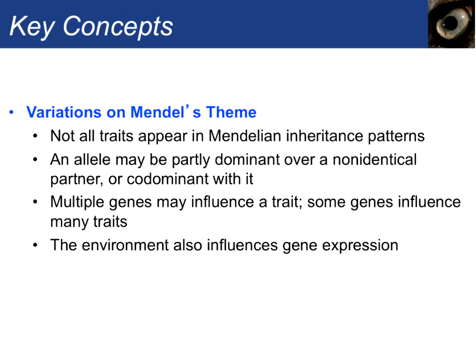As we saw in the last few slides, not all traits appear in Mendelian inheritance patterns. An allele can be partly dominant over a non-identical partner, or it can be co-dominant with it. Also, multiple genes can influence a trait, or some genes can influence many traits. And finally, even the environment can influence gene expression through proteins being expressed in response to temperature or chemical changes in the environment.